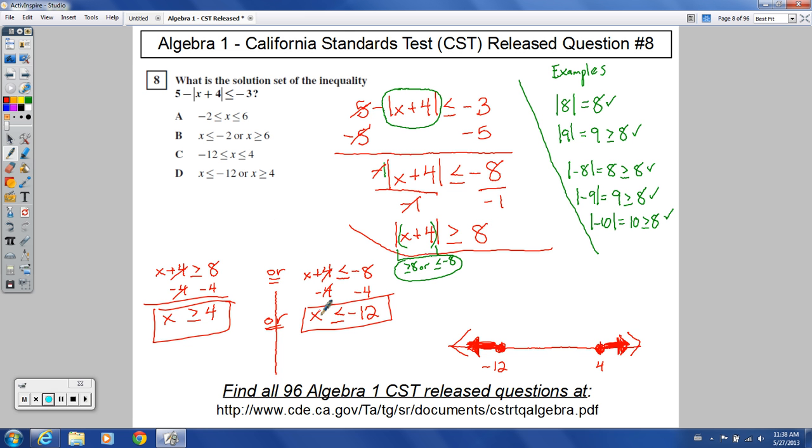What is the answer? Which one matches up with that? That clearly looks like choice D is the one that matches up with what we got. So number 8, choice D.